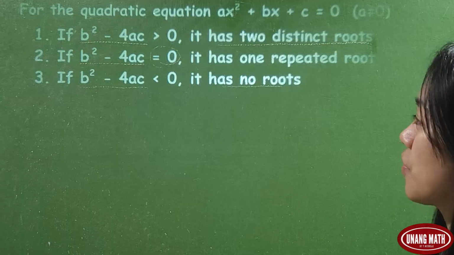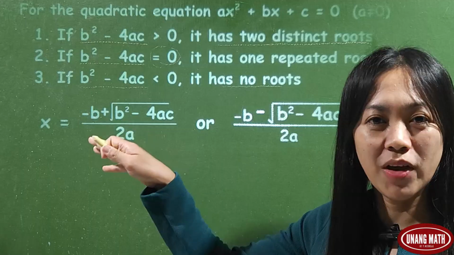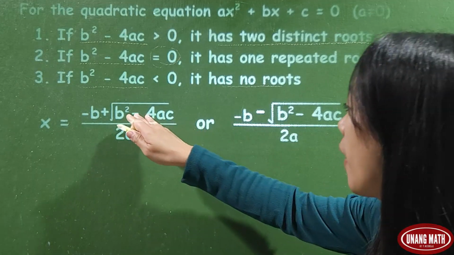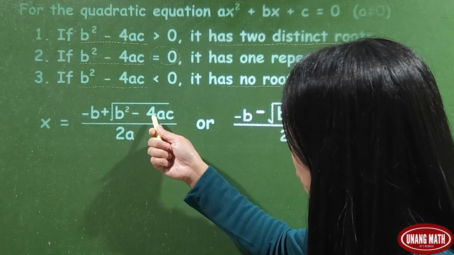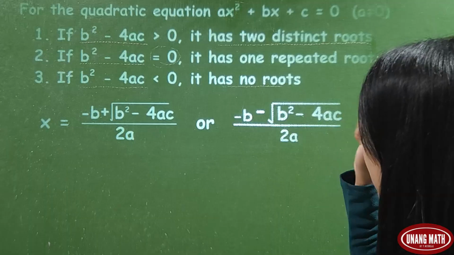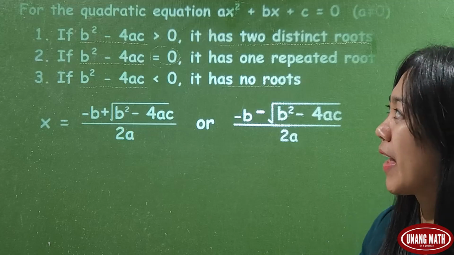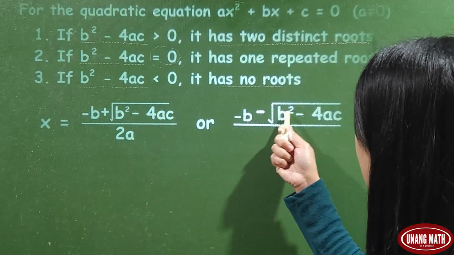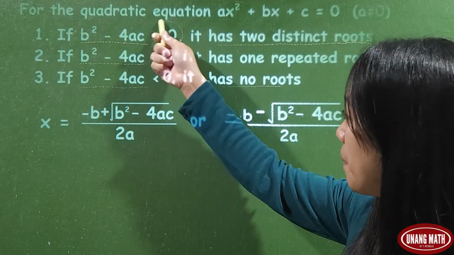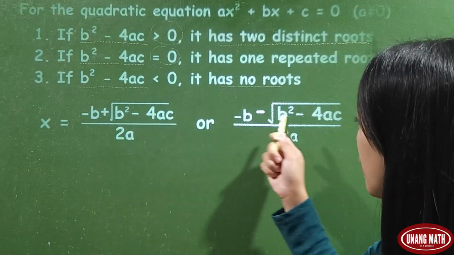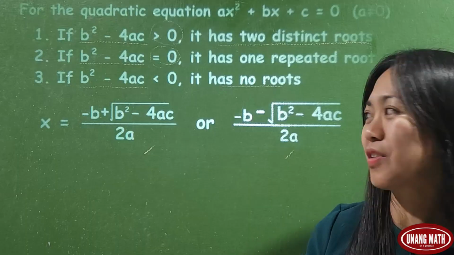Okay, why did I say so? Because the discriminant comes from the quadratic formula, it's part of the quadratic formula. This is b squared minus 4ac. This value is our discriminant. And since this is under the square root sign, if this is a positive value, then it means we have two distinct solutions.